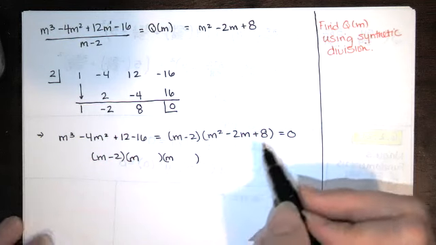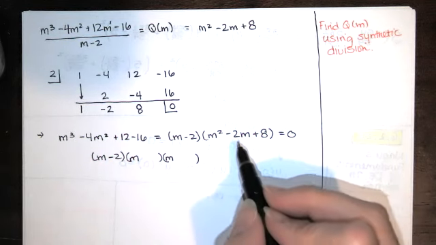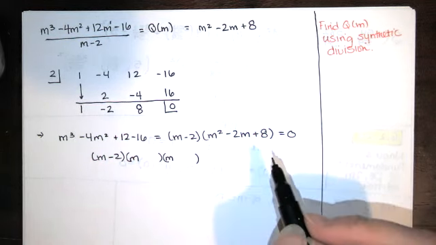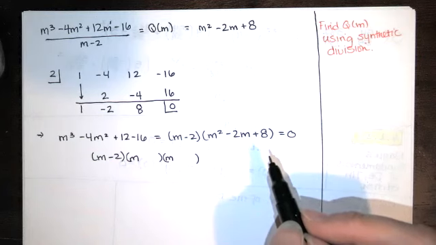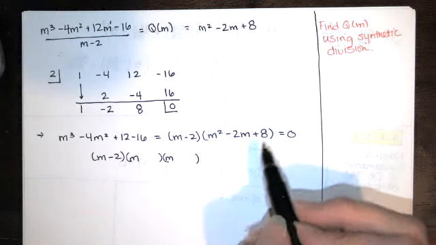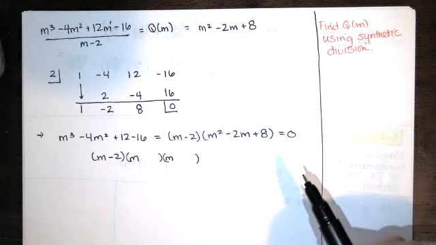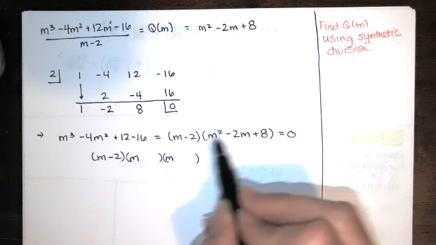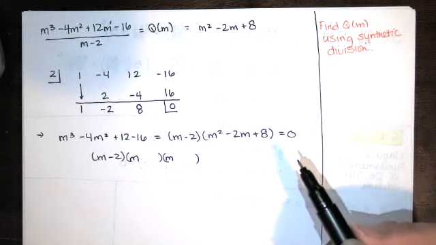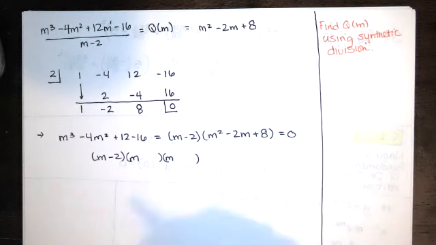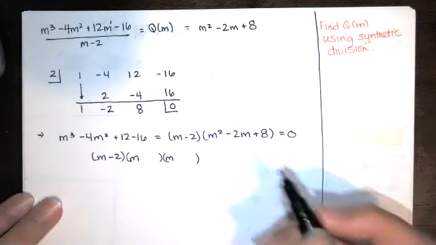I need two numbers that multiply to give me positive 8 that add to -2. Ooh, I don't know if that's going to work. If that was a -8, that would work, but it's not going to work. This is an irreducible quadratic. So this is what we'll do.